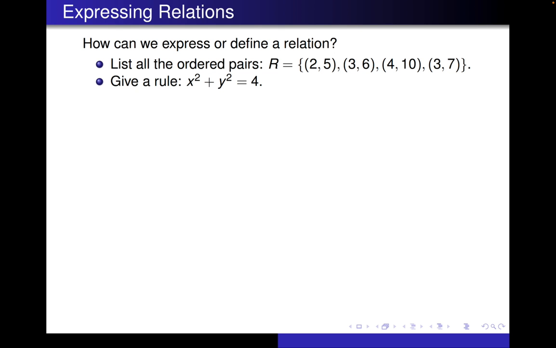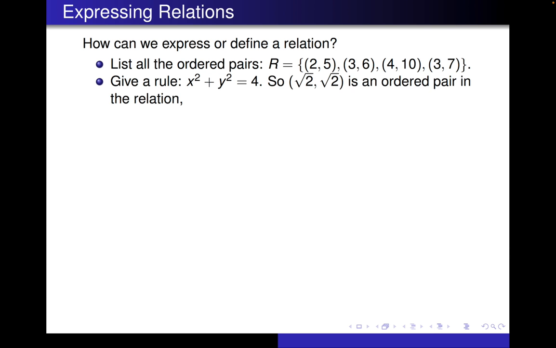So for instance, here's a relation, x squared plus y squared equals 4. What that rule tells us is, if I have an ordered pair and I want to know if it's part of the relation, I square the x coordinate, I square the y coordinate, I add them up, and see if they add up to 4. If they do, then they're part of the relation.